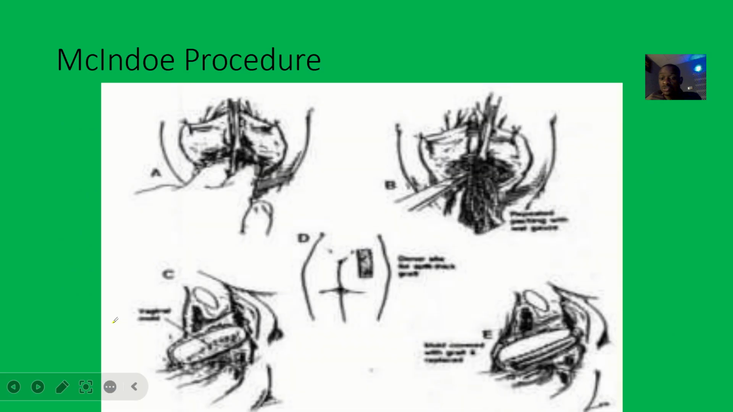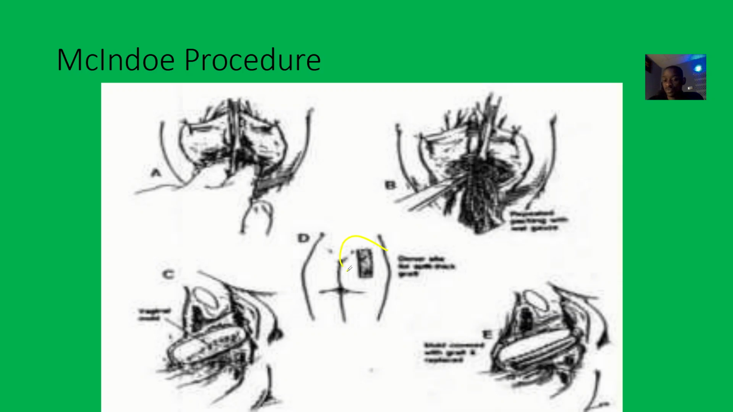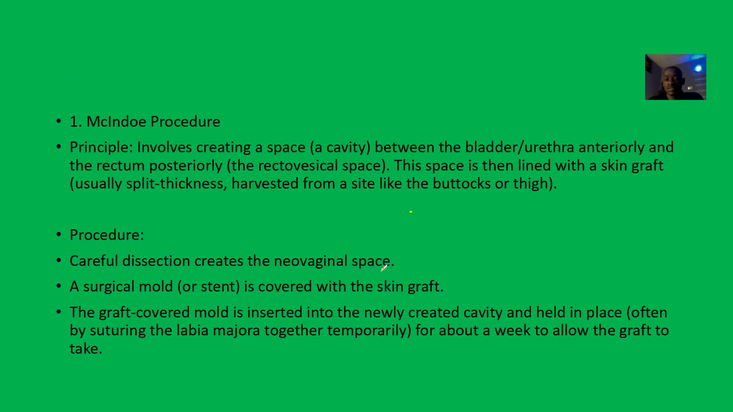So the McIndoe procedure, this is a pictorial overview. Of course, I didn't bring a picture that is showing the vaginas and all of that because it will be banned for nudity, right? So it involves creating a space, that's a cavity, behind the bladder and the urethra anteriorly and the rectum posteriorly. So the space is now lined with the skin graft. Okay, usually the graft is taken from the buttocks. Do you understand?